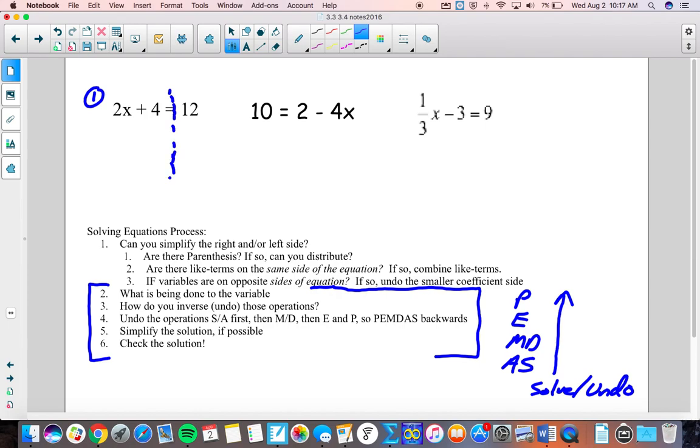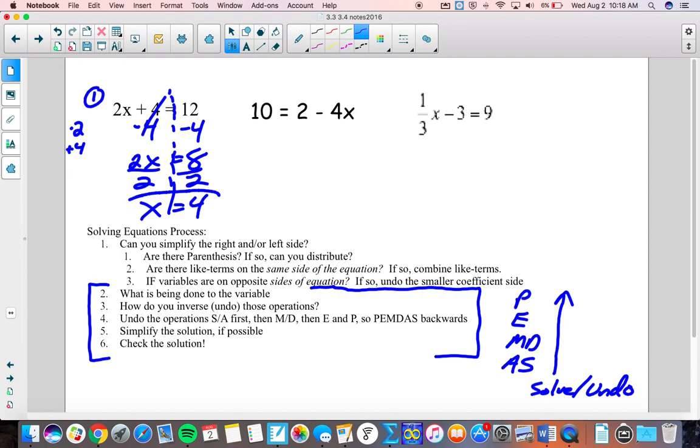So x is on the left side of the equal sign. It's being multiplied by 2. I'm just making a little list of what's being done. And we're also adding 4 to it. So these two things I have to undo. I have to undo the addition and subtraction first. So I'm going to subtract 4 to undo adding 4. So we get 2x equals 8. And then to undo multiplying by 2, we divide by 2. So we get x equals 4.